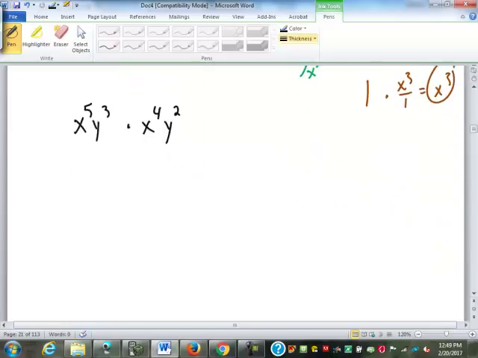This works even if you have multiple variables. Now we said if we have different bases, we can't combine them, but we can take it one variable at a time. We've got x to the fifth, y to the third, times x to the fourth, y squared. I can separate it out and do the x to the fifth times the x to the fourth, which will be x to the ninth. Y to the third times y squared is y to the fifth. Same with division.